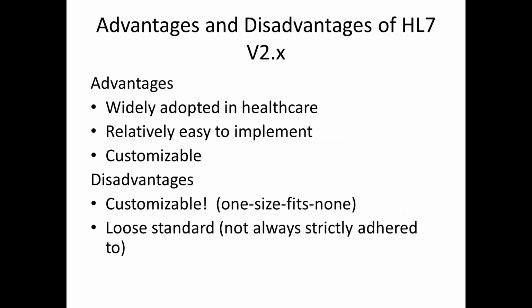Some advantages of the version 2 approach: it's widely adopted in healthcare because it's been around for nearly 20 years. Because of that, it's relatively easy to implement. Software and staff are available who are familiar with the standard. It's customizable. It can be customized to meet unique needs of specific interoperability exchanges. That's also a disadvantage. It's sometimes said that version 2 is a one-size-fits-none, as every interface has to be customized.